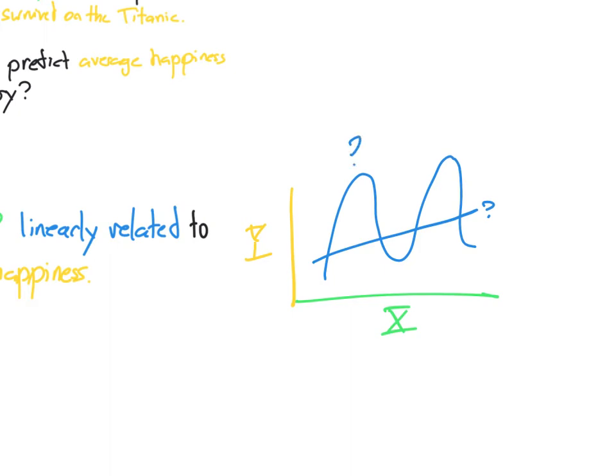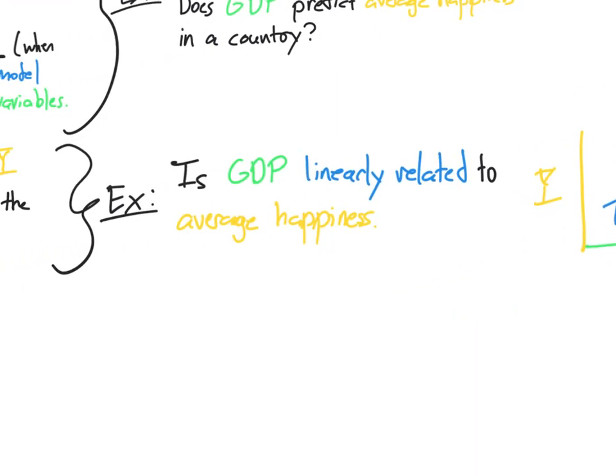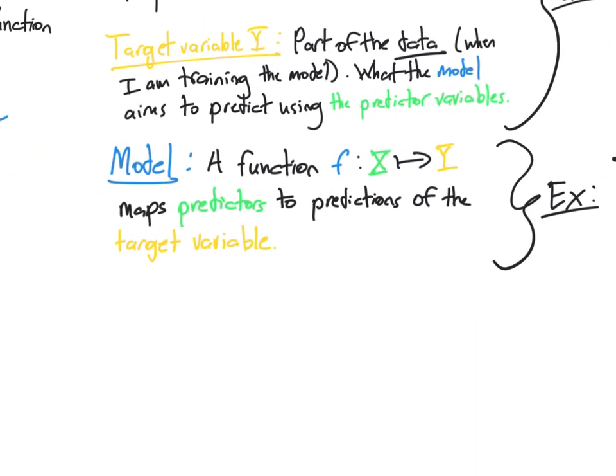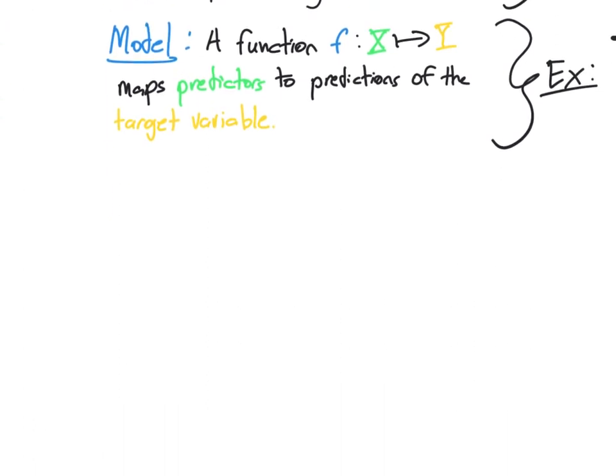So maybe it's a model like this instead. When I ask about my model, I'm asking which of these functions will be better at predicting my target variable from my predictors? Which of those models do I want? Now the next question is, what does it mean for one model to be better than the other one? How do I choose between those two options, the straight line and the squiggly line?